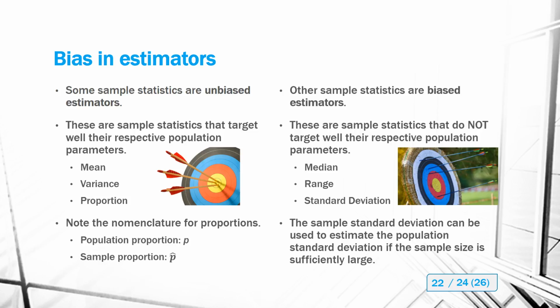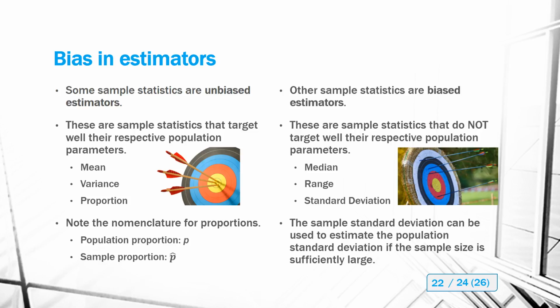But as a general rule of thumb, the standard deviation is grouped with the median and the range as a sample statistic that is a biased estimator and does not target well the population parameter. Now, as you're working problems, it's going to be really tempting to compare these values for the sample and the actual population and then say, okay, they're close enough, they must be targeting well.